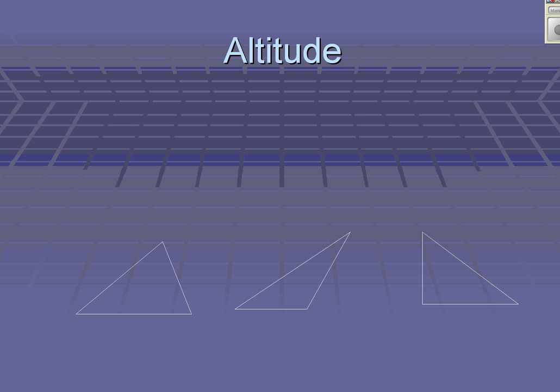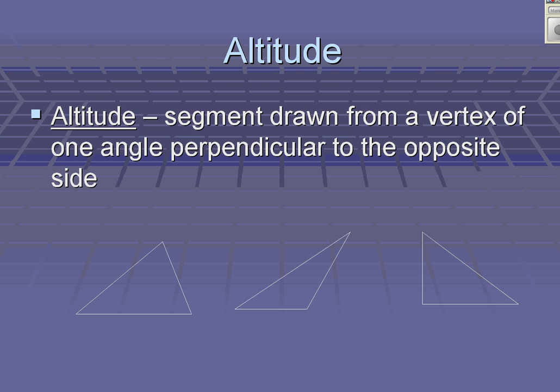An altitude of a triangle is a segment drawn from the vertex of one angle, and it's perpendicular to the opposite side. So if I wanted to draw an altitude from this vertex right here to the opposite side, I just make sure I hit the opposite side at a right angle. Now I could draw one from this vertex to this side, making sure I hit the opposite side at a right angle, like so. So what that would look like, we could draw one here, one here, one here.